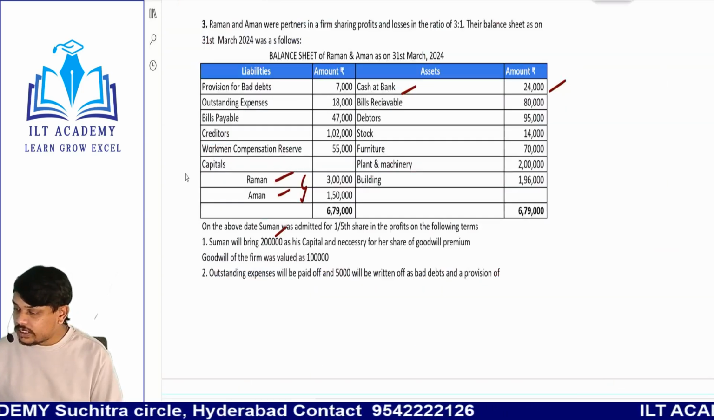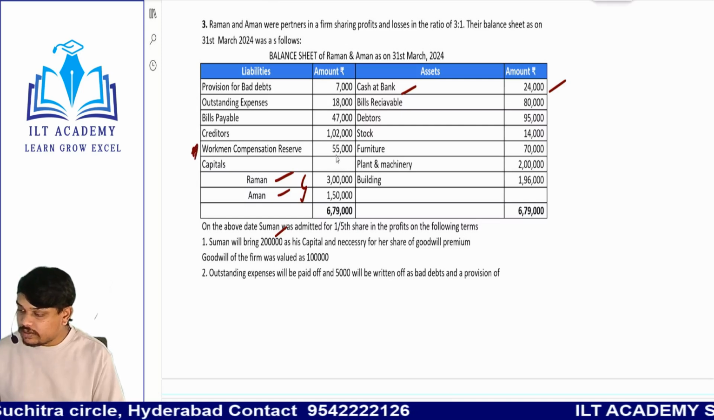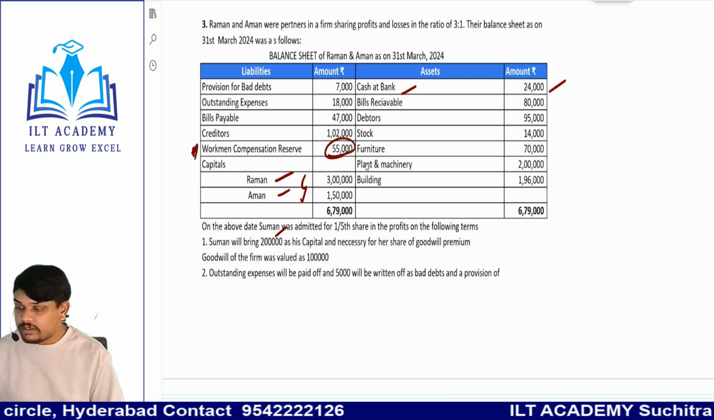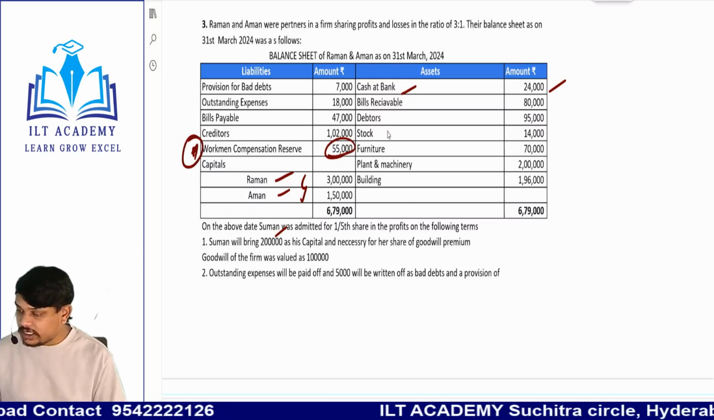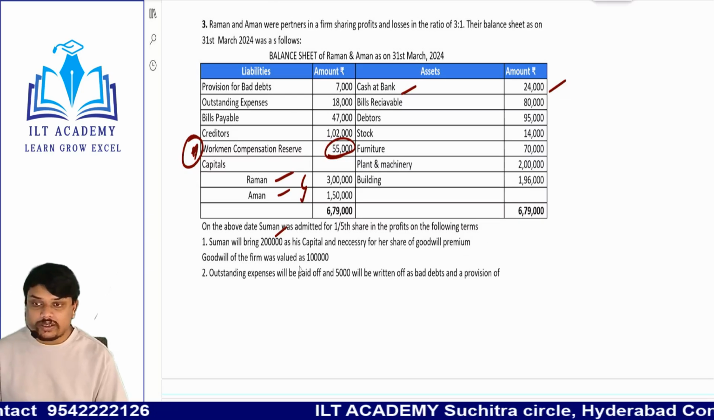Now we'll check for reserves. There is workman compensation reserve of 50,000. I think there will be a workman compensation adjustment, so let us wait for this. Apart from this, there are no losses, so we can directly jump into the question.